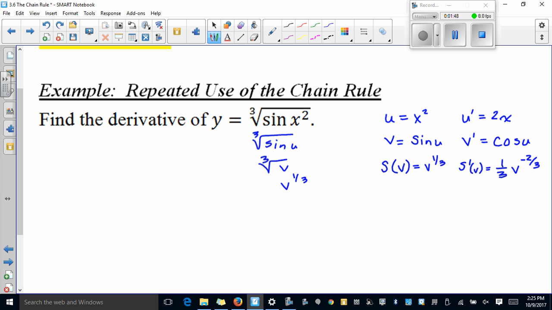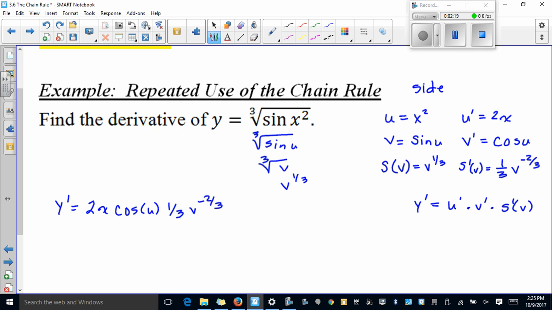And our derivative, y prime, is still going to be all of the derivatives. U prime times v prime times s prime at v. So y prime equals 2x times cosine of u times 1/3 v to the negative 2/3 power. Okay, now besides cleaning this up, we have to undo our substitutions. So anyways, this had only x in it, so in the end we can only have x's here. So we have to plug in what u is and what v is.